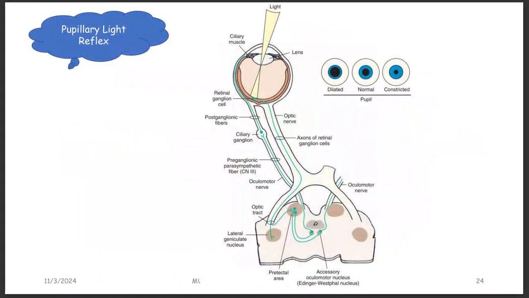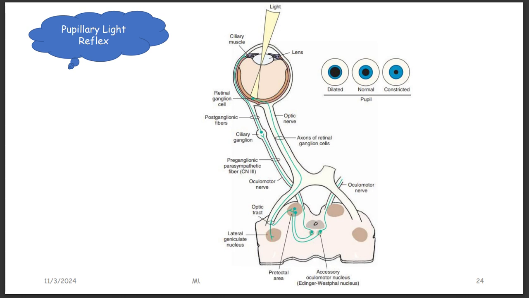So we can see that the other side of the eye is not shown, but we can see this fiber that is going here. When information has come from the optic nerve, it is going to the lateral geniculate nucleus there. Can we see that fibers are also projecting directly like that, going to the pretectal area, and then the information is going to the accessory oculomotor nucleus, and then it will be able to go this side.